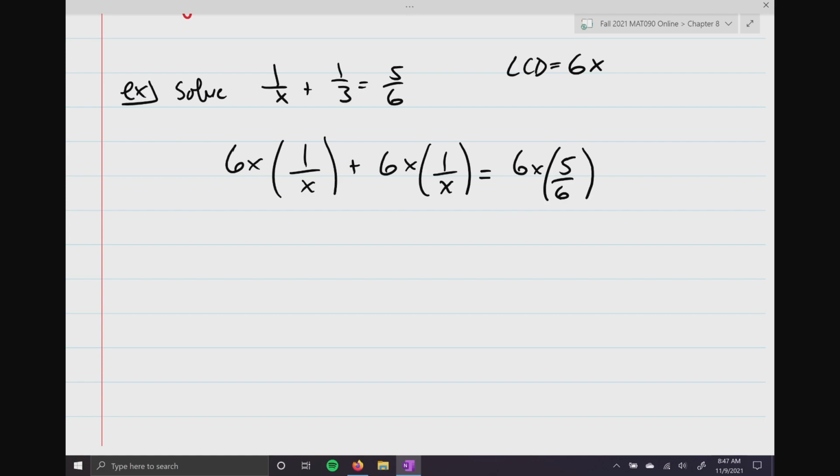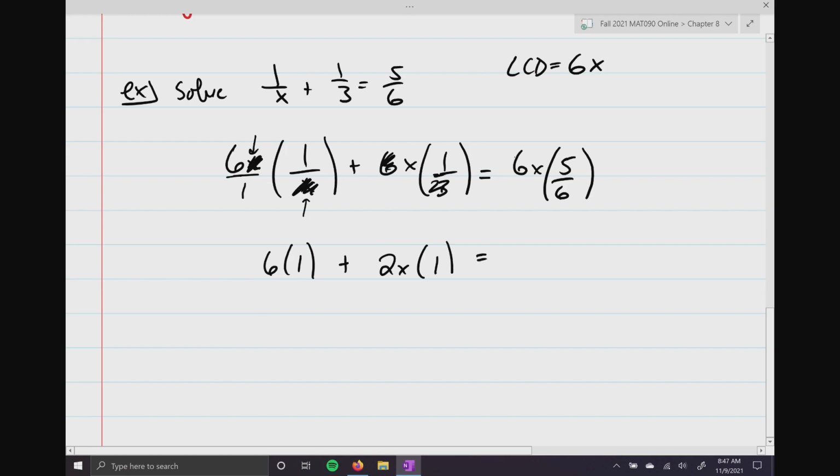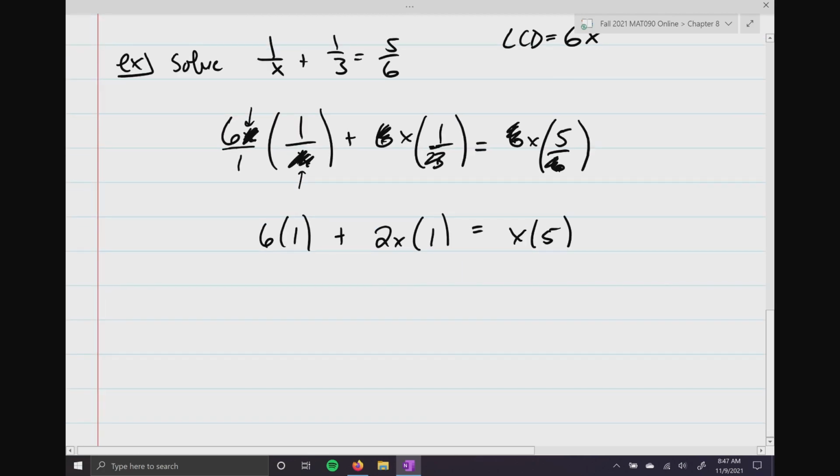Now let's reduce, okay? Notice you have an x in the numerator, x in the denominator. This is 6x over 1, so there's an x in the numerator, x in the denominator, so they will reduce. You're left over with 6 times 1 plus, oh, this is supposed to be a 3. I'm sorry. So now 6 divided by 3 is going to be 2. So they reduce. So you're left with 2x times 1 equals, and here the 6's reduce. So you're left over with x times 5.